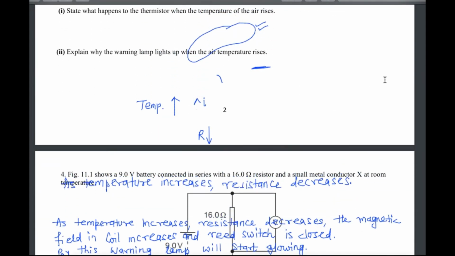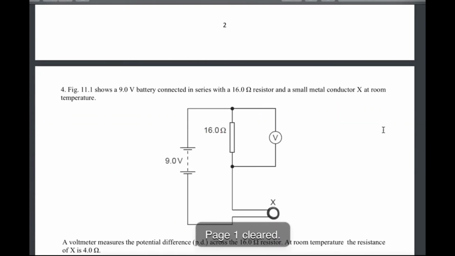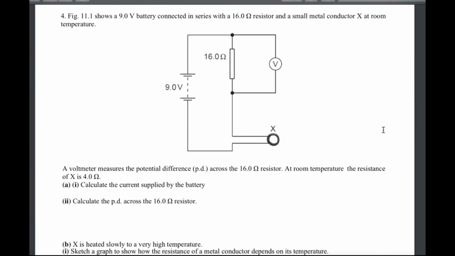Coming to the next, question 4. In this, the figure 11.1 shows a 9-volt battery connected in series with a 16 ohm resistor and a small metal conductor X. Okay, they want us to calculate the current supplied by the battery. Fine, voltage is given, resistance is given.